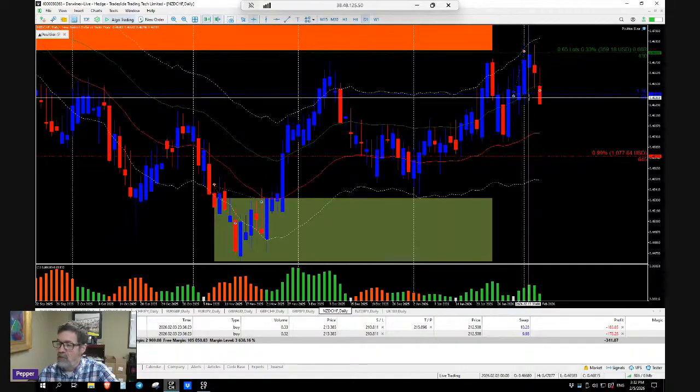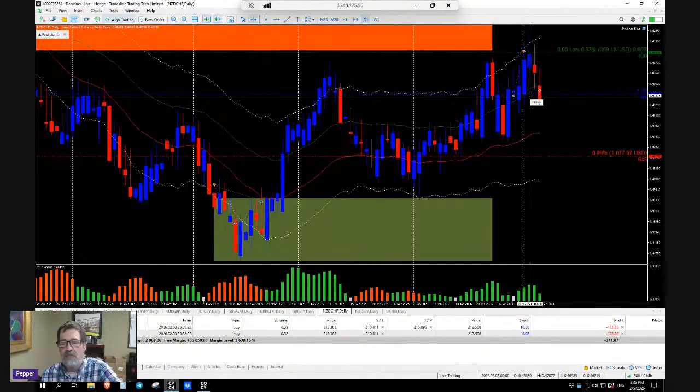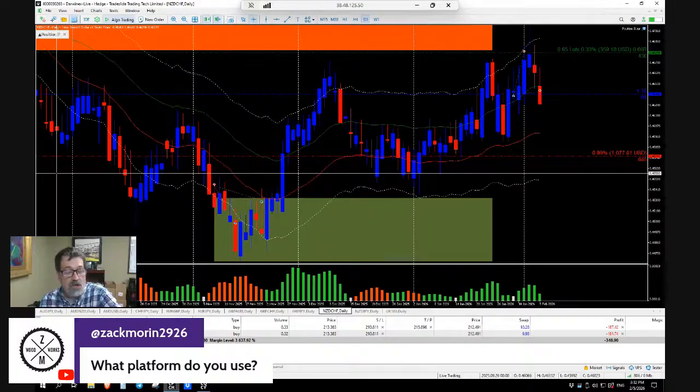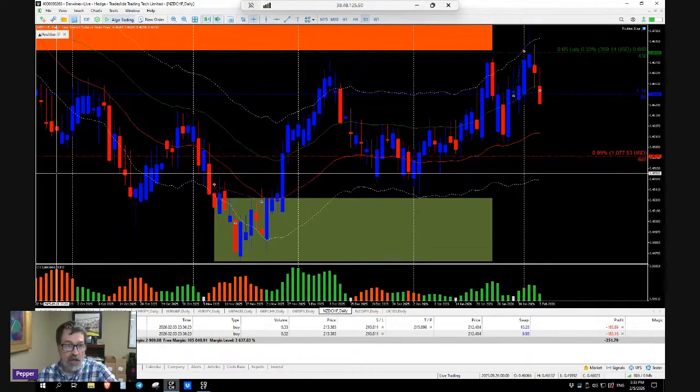And then for my system, when I hit my first take profit, I go ahead and move my stop loss. I primarily use two platforms. I use TradingView and I use MT5. TradingView is the more user friendly. MT5 is the more powerful, I find at least. This is MT5 that we're looking at right now with my prop firm account.